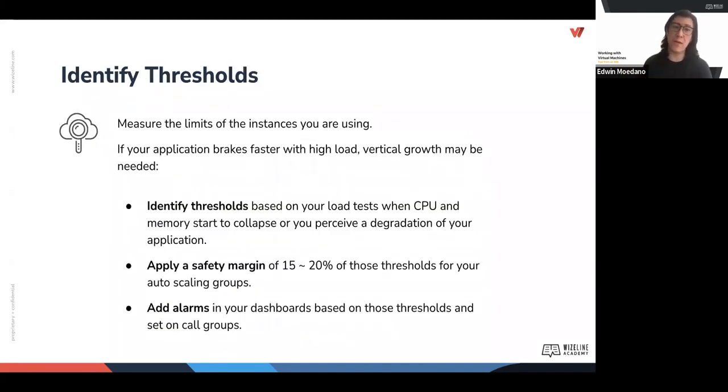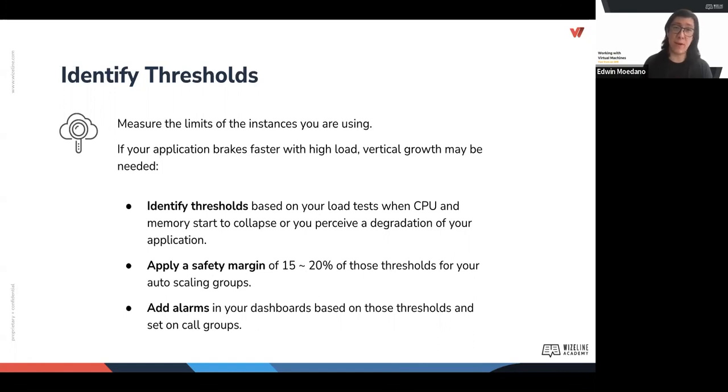Identify thresholds, which is to measure the limits of the instances you're using. If your application breaks faster with high load, vertical growth might be needed. But the thing that we focus on is identifying those thresholds based on your load test, when CPU and memory start to collapse. And this is why we define our user scenarios, our happy paths, and edge cases, to try to break the application and define when we need to start setting those thresholds.